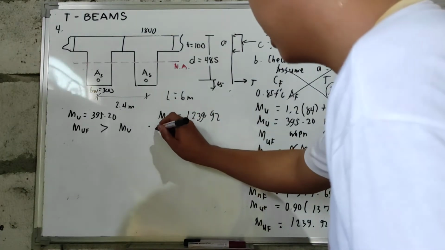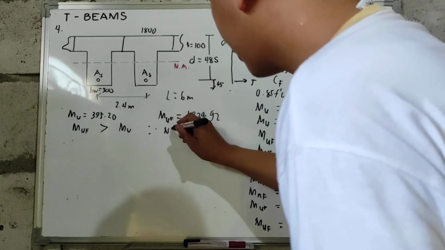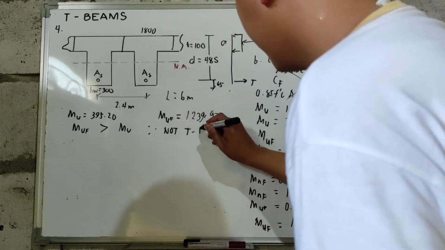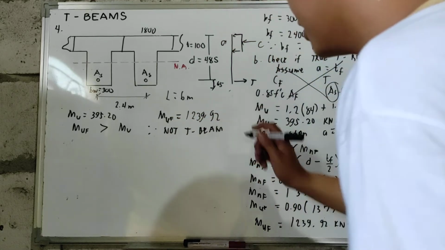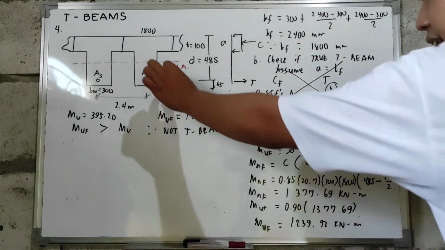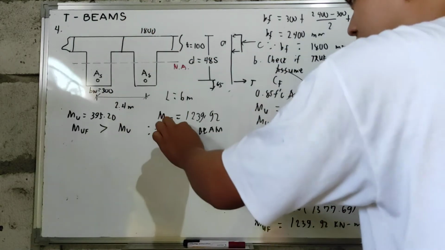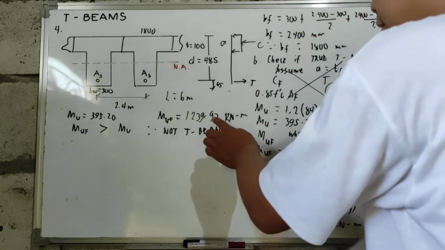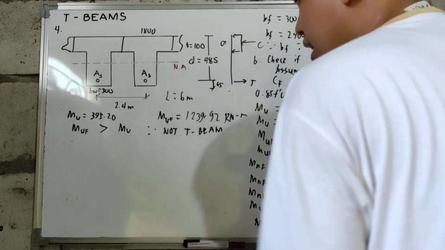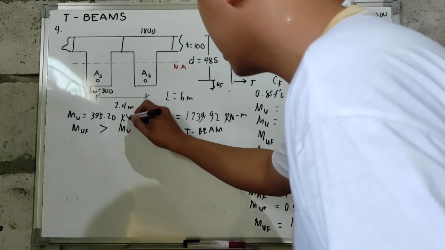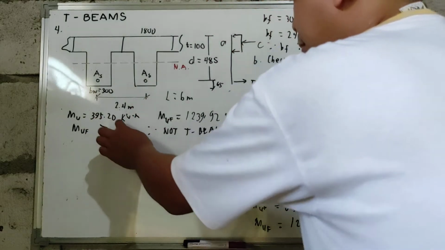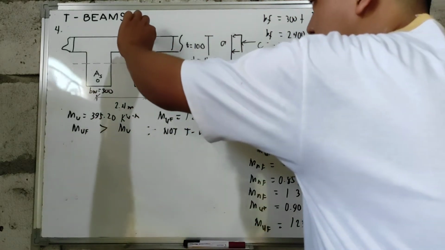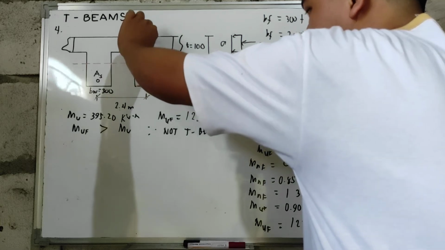Therefore, ano tayo? Not true T-beam, not T-beam. Sir, bakit po ganon? Kasi hanggang sa flange lang ha. Hanggang sa flange lang. Yung moment niya is 1,239.92. Samantalang yung dadalhin lang naman ng beam natin is 395.92. So meaning to say, less than sa value ng TF yung value ni A.